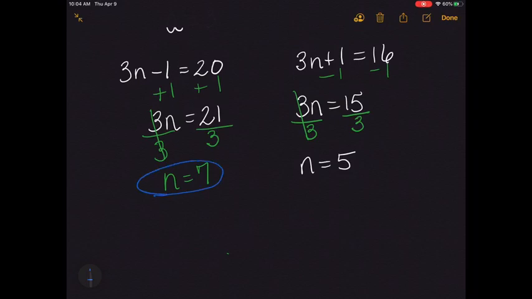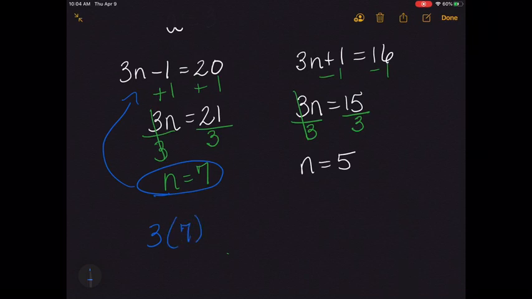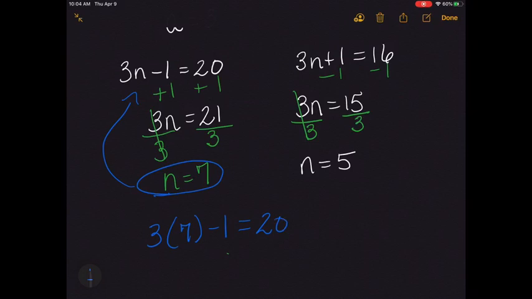Okay, so now let's go back and check our answers. The way we would check our answers is we would take the number we found for n and put it back into our equation. So 3 times 7 minus 1 equals 20. And that is definitely true. 21 minus 1 equals 20.